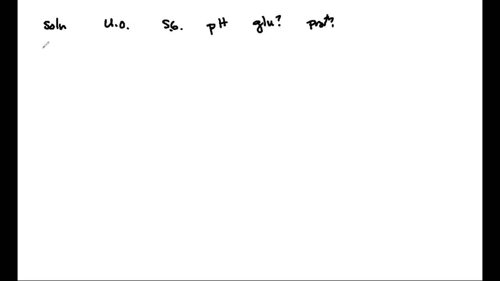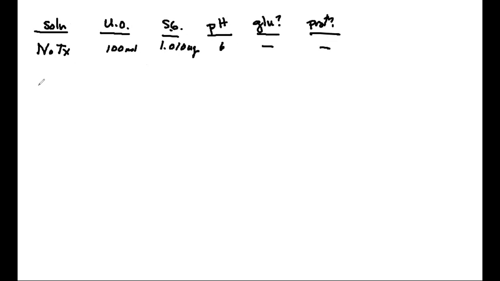So solution one would be no treatment, right? So we would have somebody who did no treatment. What would urine output be? Normal urine output, this is where you need to look up normal ranges. So normal urine output would be, let's say 100 mils, usually about 10 to 100 mils an hour. Normal specific gravity is 1.010. pH, let's say pH 6. There should be no glucose, no protein, right?